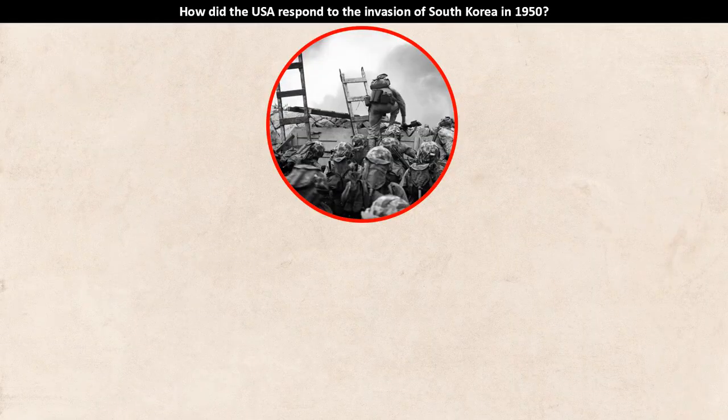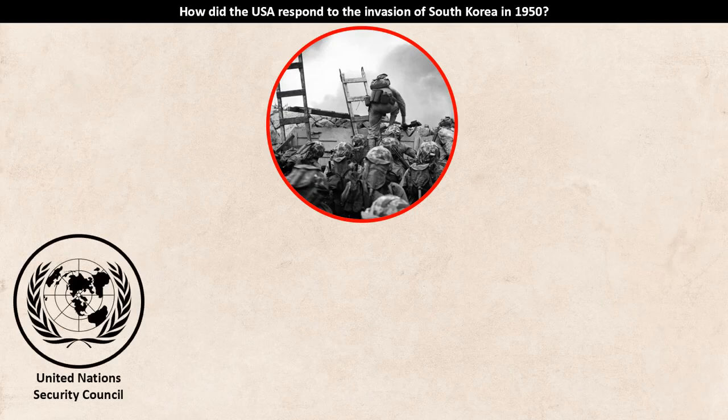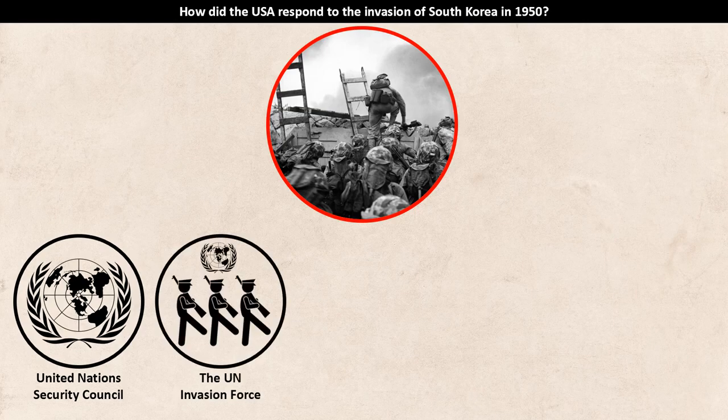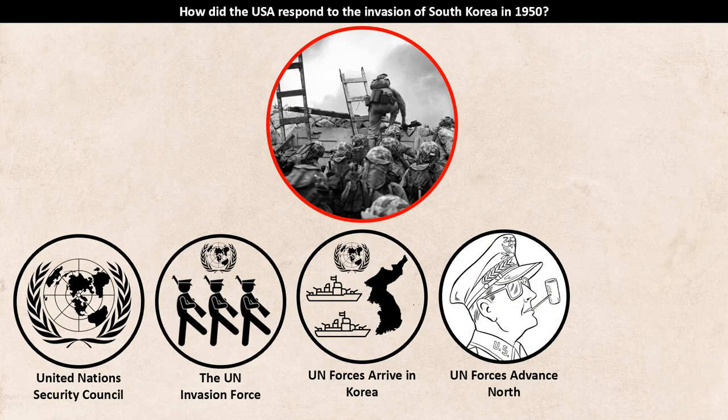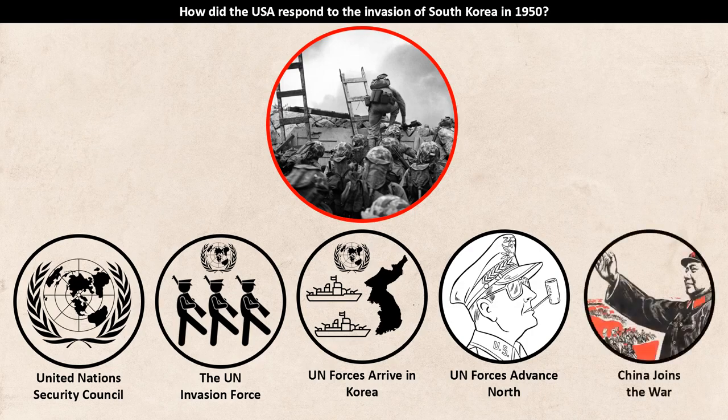So in today's lesson, we're going to be looking at five key ways or five key events that took place in the US response to the invasion of South Korea in 1950. We're going to begin by having a look at the United Nations and the United Nations Security Council. We're going to have a look at the meeting that they held just after the invasion of South Korea and the decision that was made to send troops to South Korea. We're going to examine the UN invasion force, the soldiers that were sent to support South Korea after they'd been invaded. We're going to have a look at the key events that took place when the UN forces actually then arrived in Korea and how they then advanced north through South Korea into North Korea, and then the danger that caused when China then joined the war.